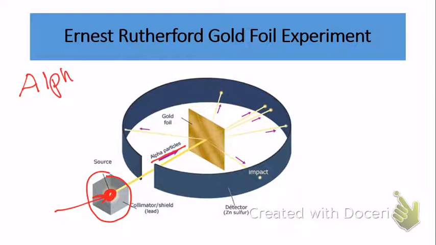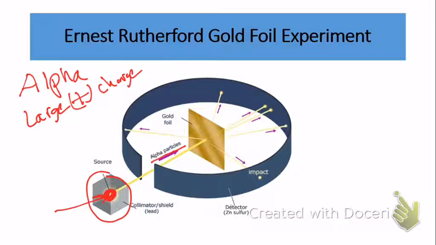So alpha particles were large, positively charged. All right? But that's about all he knew and understood about these particles at the time, other than the fact that they were being emitted from atoms. So he was very interested in these alpha particles, and he was wondering if these alpha particles could help him prove J.J. Thomson's plum pudding model.